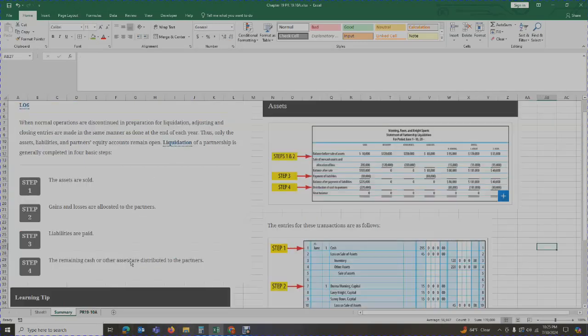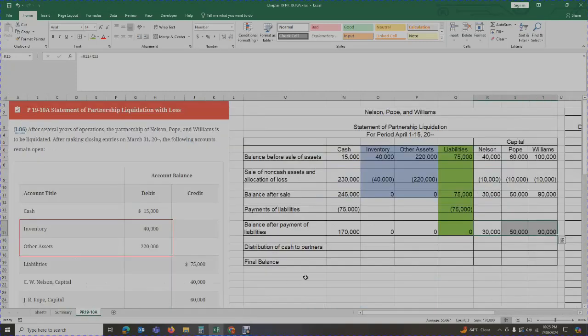Now we're going to go back and do step number 4. Step 4 is the remaining cash or other assets are distributed to the partners. So now we can go ahead and give the partners their portion. Okay. So we're going to get the $170,000 that we have, and we're going to give it to the partners. So I'm going to decrease my cash by $170,000.